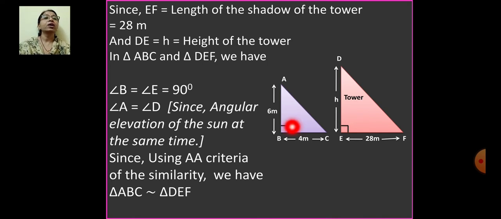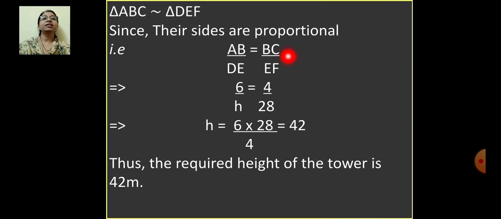So in this way, two angles of one triangle are respectively equal to the corresponding two angles of the other triangle. Therefore, these two triangles are similar by angle criteria. So again written, triangle ABC is similar to triangle DEF. Now triangles are similar, so we can take the ratio of their corresponding sides. Take AB upon DE is equal to BC upon EF.